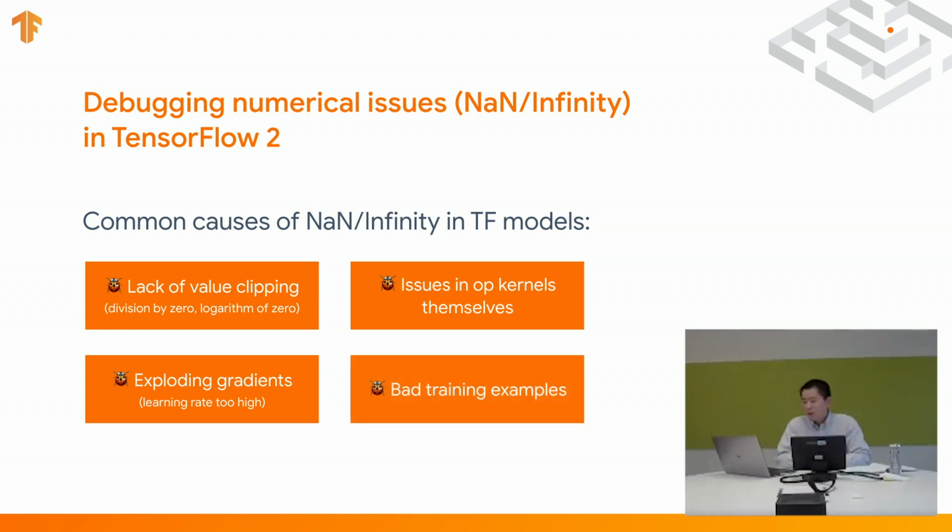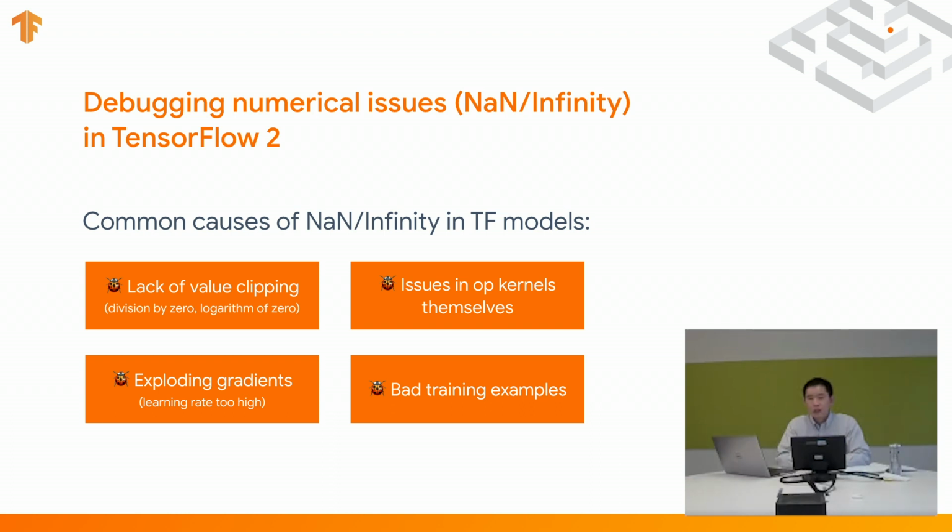And then, as Mehmet will tell us about, sometimes the nans and infinities can also be caused by problematic training examples. So debugging the root cause of nans and infinities is different from the print debugging and the graph structure debugging we have talked about in earlier parts of the presentation. And that's because to find the root cause of nans and infinities, you don't know where to look.